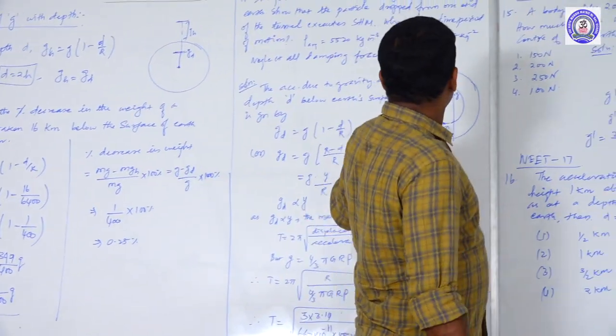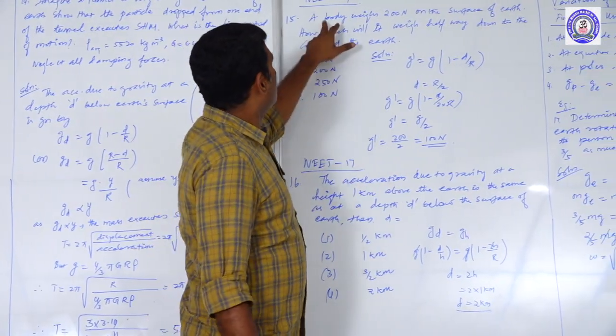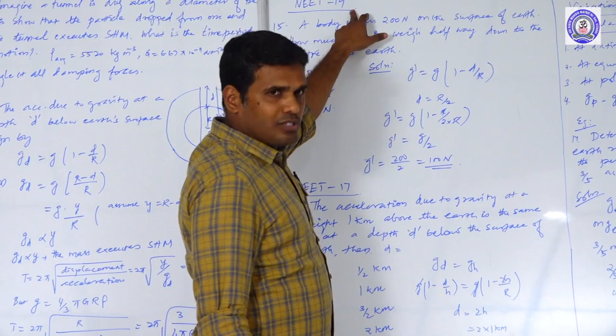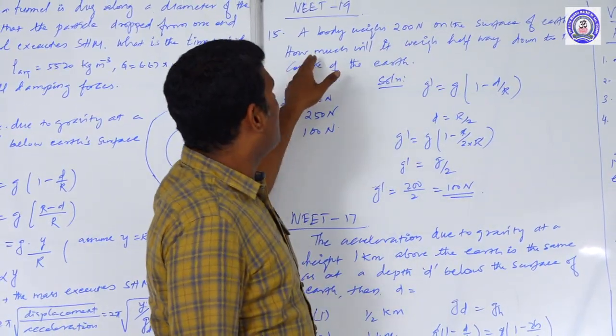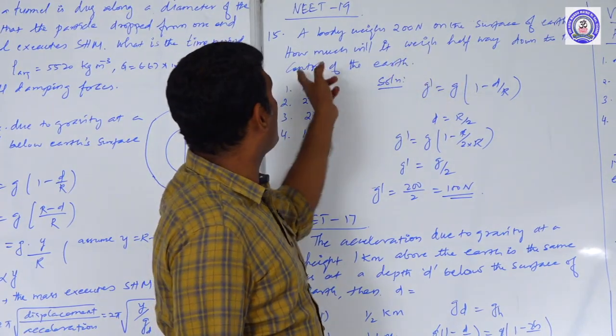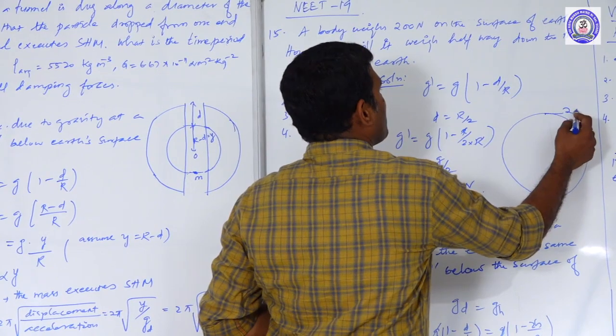Then, based on these formulas, two NEET questions were asked. About one in NEET 2019: a body weighs 200 newton on the surface of Earth. How much will it weigh halfway down to the center of the Earth? On the surface of Earth, it is 200 newton.